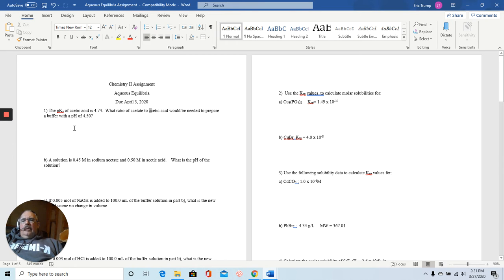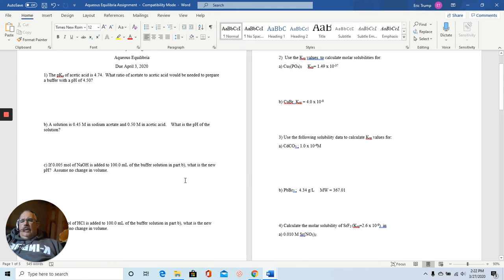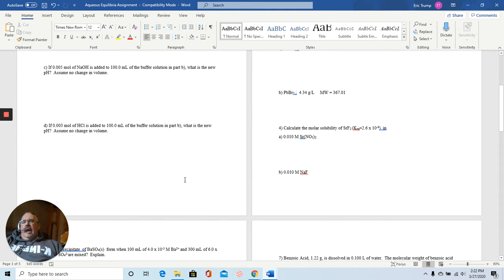In question number 1, you're being asked to calculate the ratio of acetate to acetic acid, in other words, the ratio of base to acid that's needed to prepare this buffer. So you'd use the buffer equation for that. For part B, you'd also use the buffer equation. This time we're calculating the pH. In part C, this has to do with the effect of adding a small amount of base.